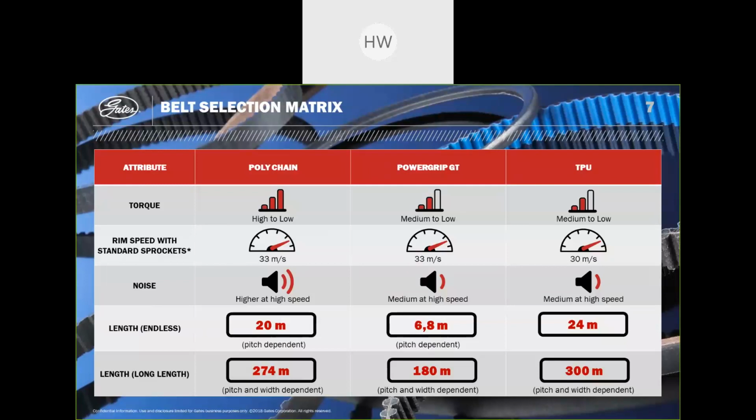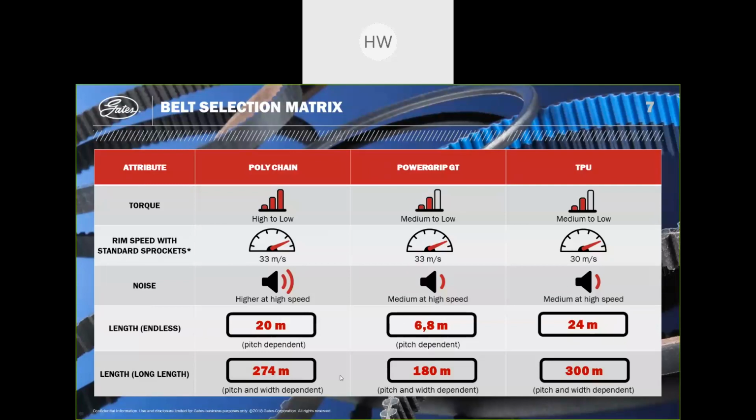The dimensioning of these three products, the endless length, is pretty similar. The 20 meters for Polychain EL, extended length. Power Grip GT, of course, is limited because of the limited mold size of 6.8 millimeters. And the TPU with the truly endless flex belt, we go up to 24 meters as truly endless belt.